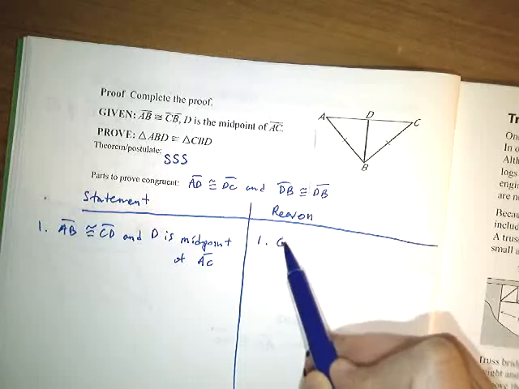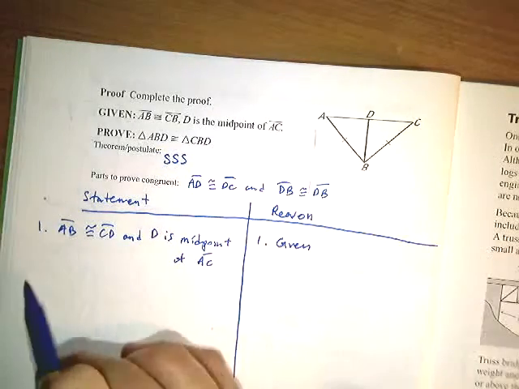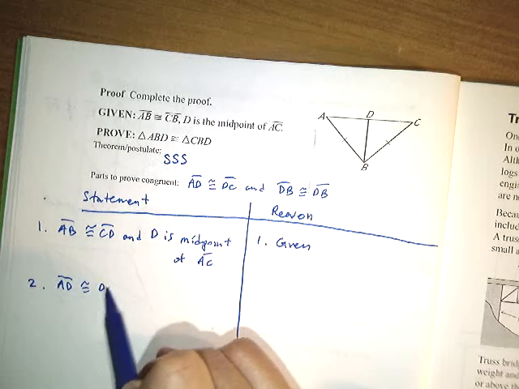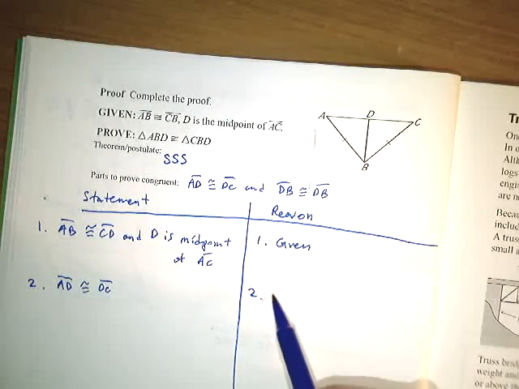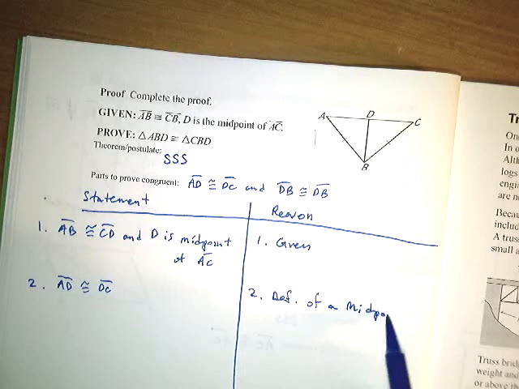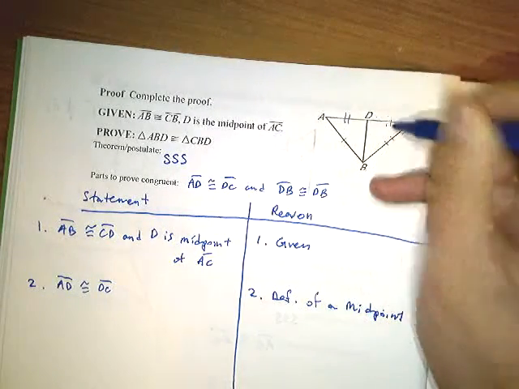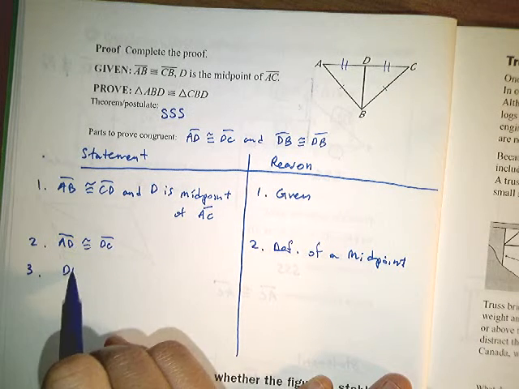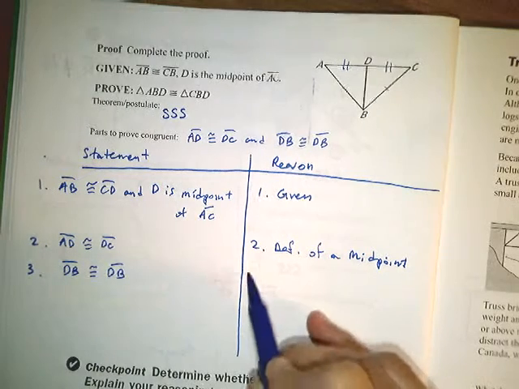Okay, so I'm going to start with trying to establish that AD is congruent to DC. I know that that's true because D is the midpoint. So by the definition of a midpoint, I know that those two segments would have to match. This one matches that one in length. And then we just simply need to use the reflexive property to prove that side DB is congruent with itself.